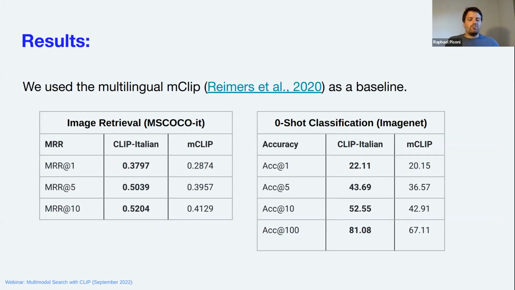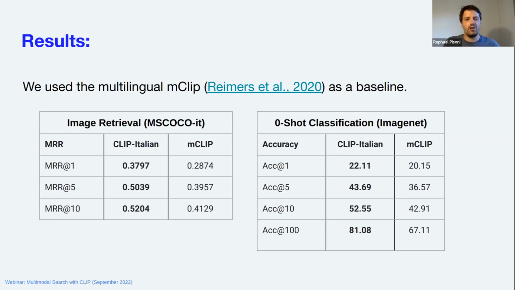And finally, once we had the model trained, we really wanted to evaluate it to see if we had succeeded in our venture to create the best Italian CLIP model out there. We tested the model in two settings. One was the image retrieval setting, where you basically give the model an image description as a query, and you need to find the correct image in a huge catalog of images. And you can see that there we beat mCLIP.